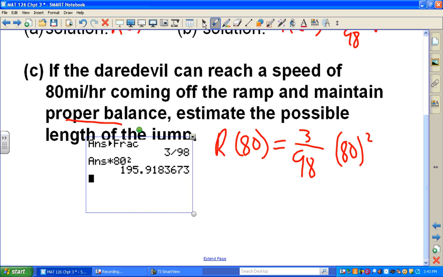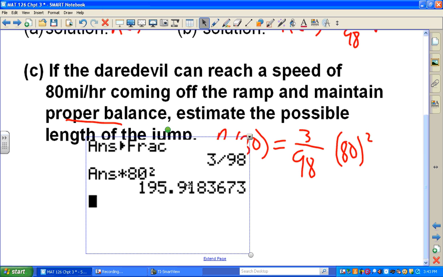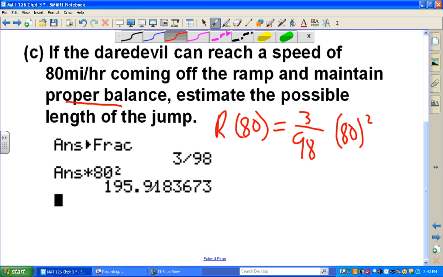I don't know. Is that very far? I don't know if it is or not. 195.9 feet.